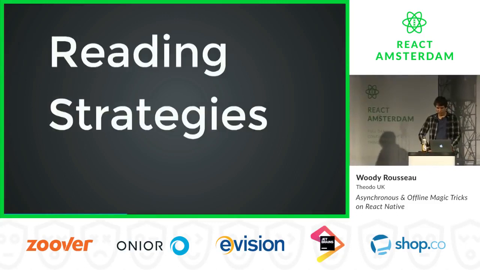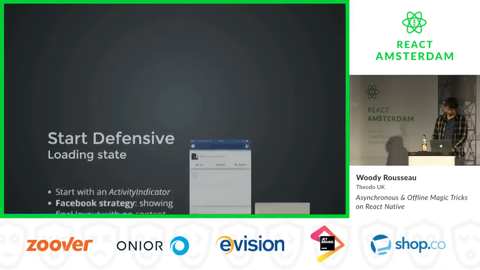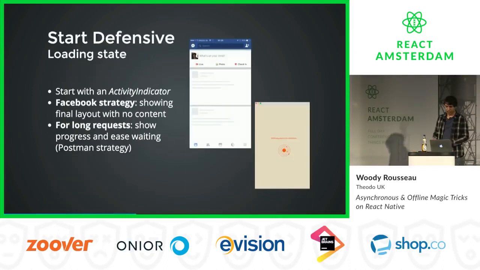Let's start with reading strategies. So reading strategies, as I said, we want to focus first on handling failure. And defensive design for fetching strategies can be as simple as putting activity indicators when you have a screen in React Native. You just put a loader. You have then more evolved strategy.